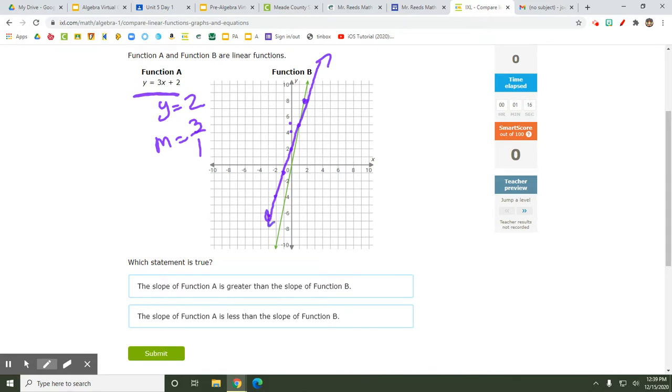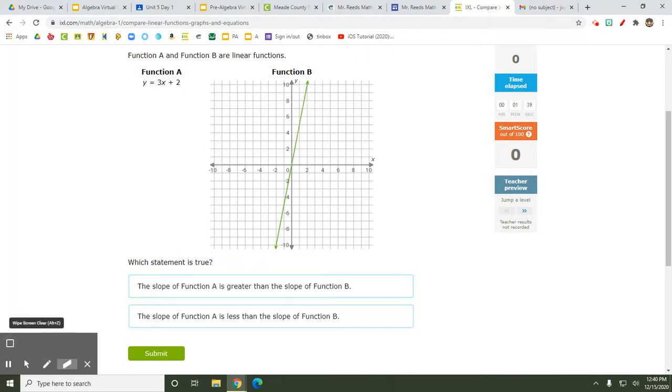Okay, so when we compare those, function A's slope is actually not as steep as function B. So function B's slope is steeper, therefore function B has a greater slope. So the slope of function A is less than function B would be your answer there. Okay, now let's look at the other way I could do this.